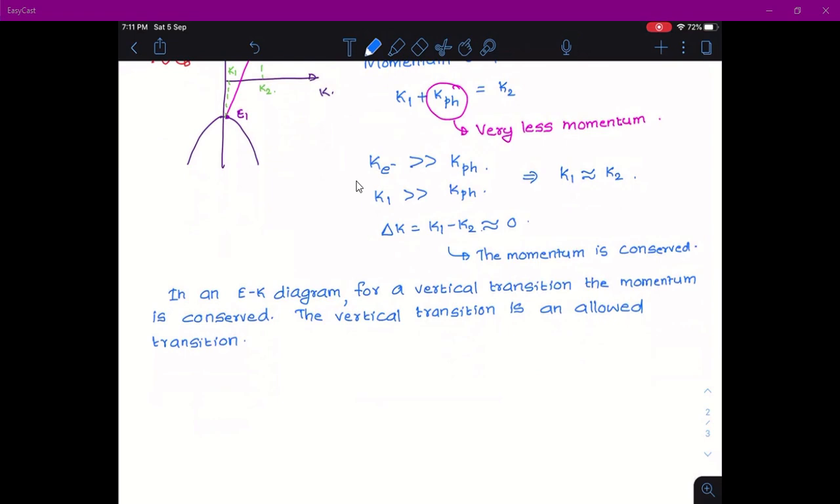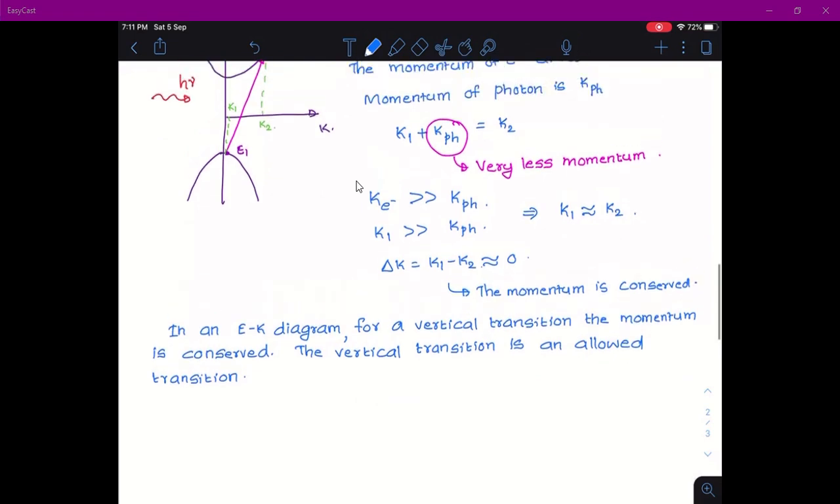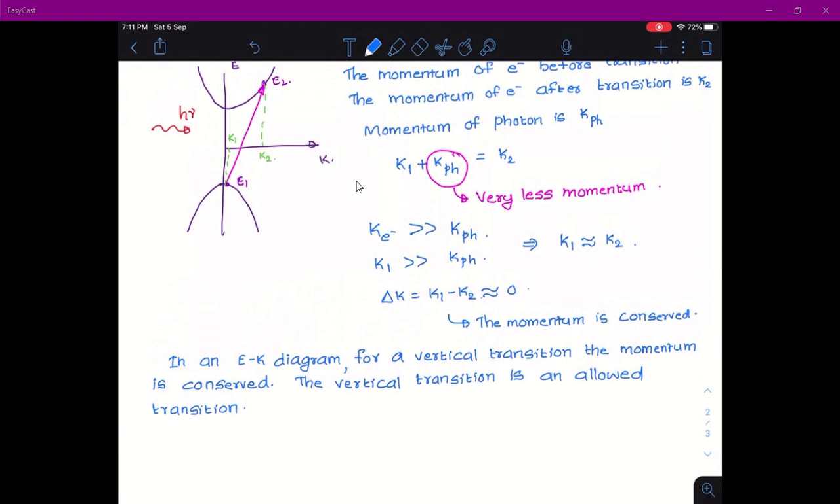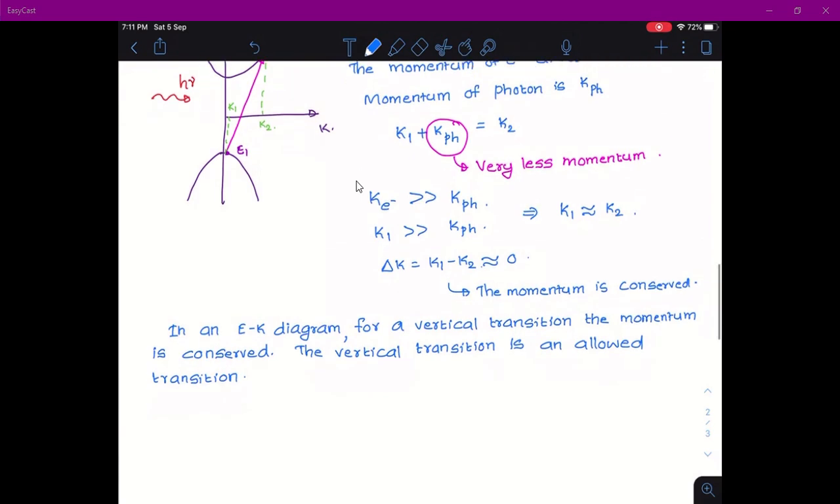So the question is, can an oblique or slanting transition be possible? Is it possible at any point of time that an oblique, that means slanting, transition is possible? So that is the question.